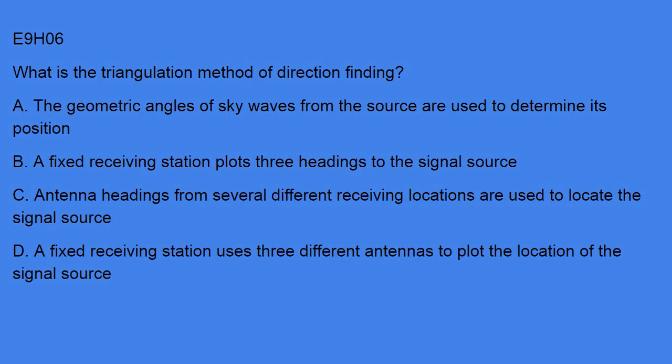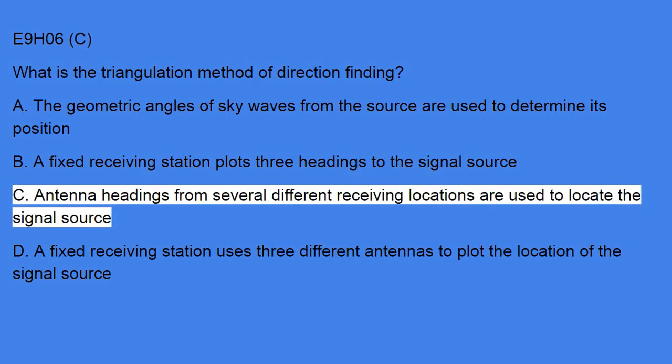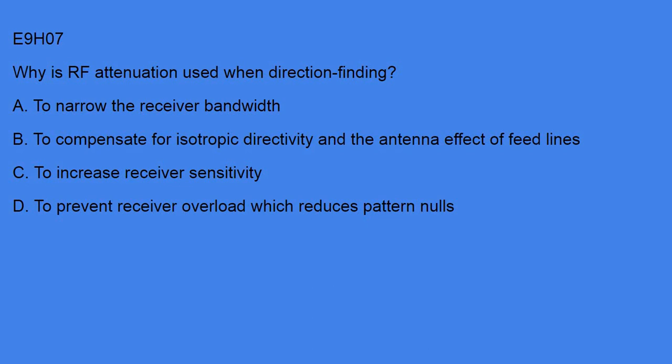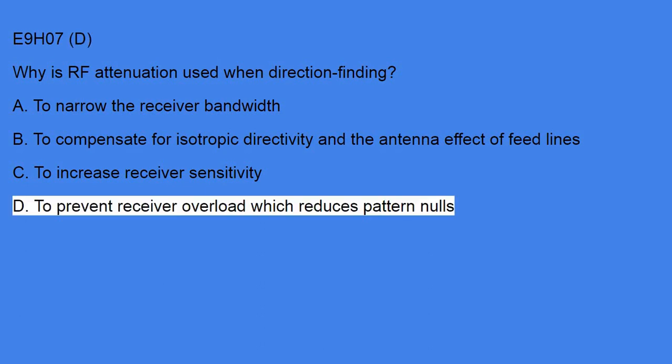E9H06, what is the triangulation method of direction finding? Antenna headings from several different receiving locations are used to locate the signal source. E9H07, why is RF attenuation used when direction finding? To prevent receiver overload, which reduces pattern nulls.